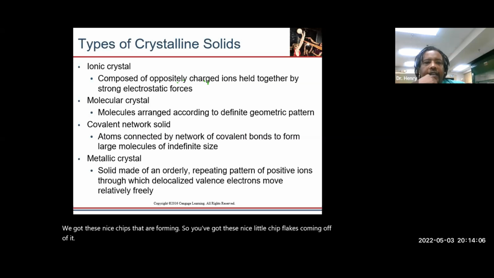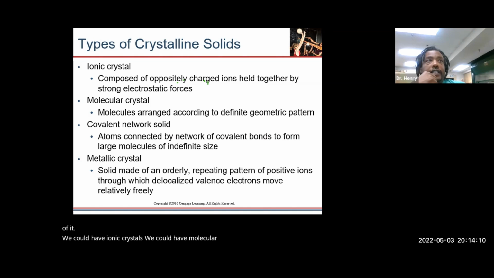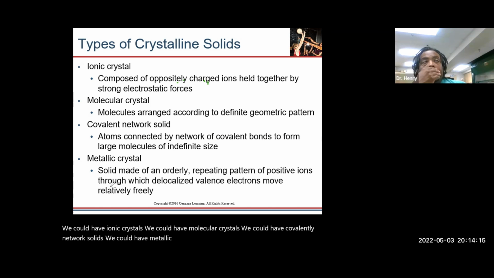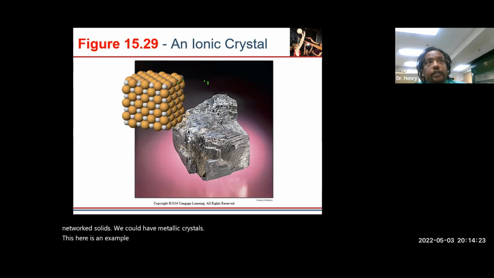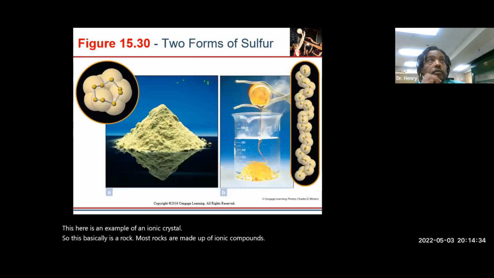We could have ionic crystals, molecular crystals, covalently networked solids, or metallic crystals. This here is an example of an ionic crystal. So this basically is a rock. Most rocks are made up of ionic compounds. Here, this is sulfur.